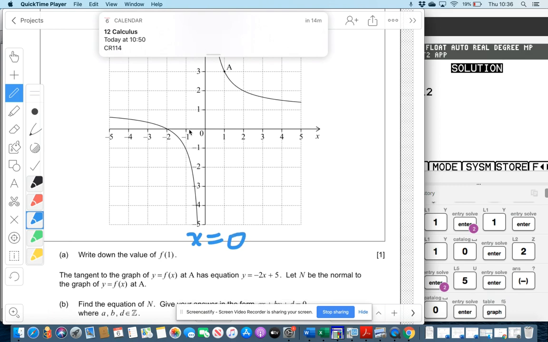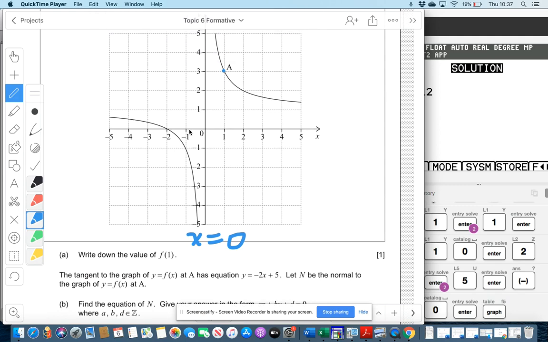Write down the value of f of 1. F of 1 means that x equals 1. So if I go up from x equals 1, that's actually right at point A. Okay, so point A is (1, 3). So I have my answer there to put on the answer sheet, (1, 3).